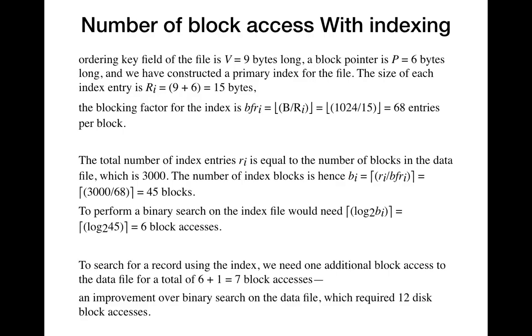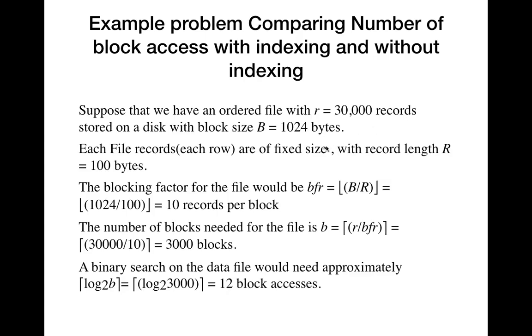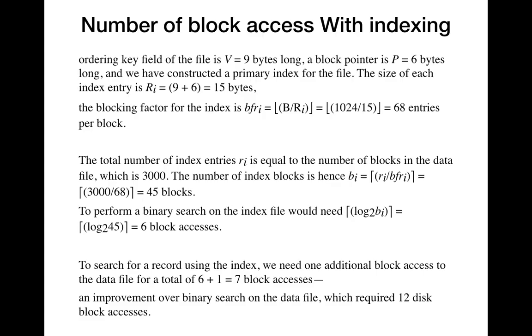Now the block size is constant at 1024 itself. Can you calculate how many such index entries can be stored in a single block? It is 1024 by 15, because one index entry takes 15 bytes. So 1024 by 15, 68 index entries can be stored per block, so the blocking factor for the index is 68, whereas over here it was 10. Okay, so 68 index entries can be stored in each block.